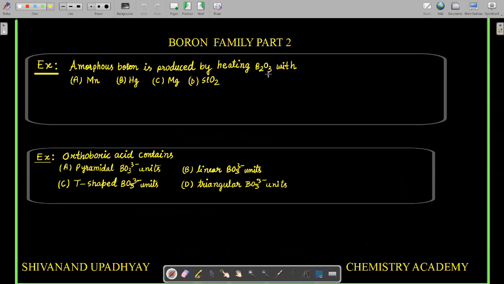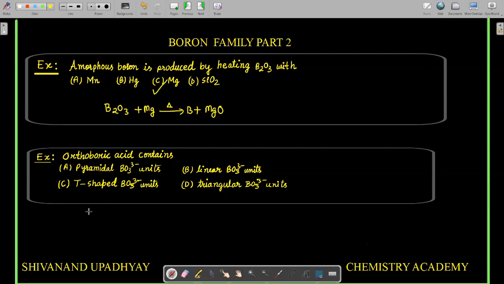Amorphous boron is produced by heating B2O3 with... we have discussed that borax is the ore. Borax is treated with a strong acid, then boric acid will form. That boric acid is heated, then water will vaporize, then this anhydride will be left. Now this anhydride is reacted with strong metals, right? So magnesium or sodium metals, when we heat, then there is formation of boron and metal oxide. So option C will be the correct one.